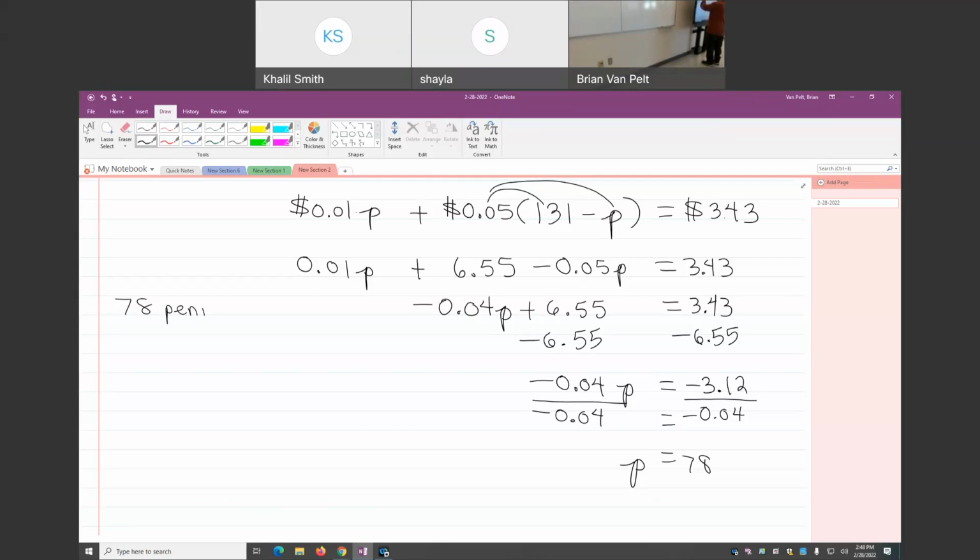Tell me how many nickels I'm going to have. So the 131 minus 78 equals 53. So we have 53 nickels.